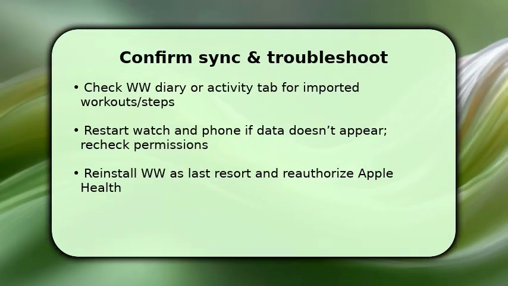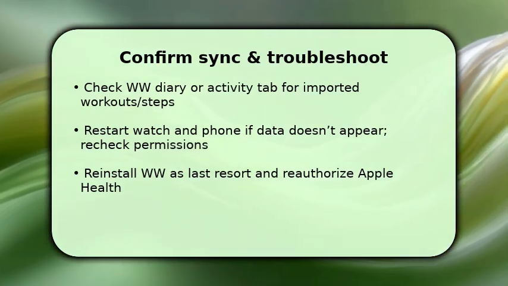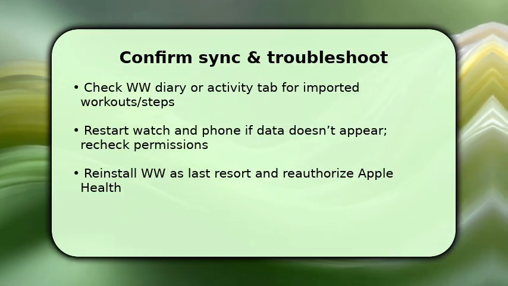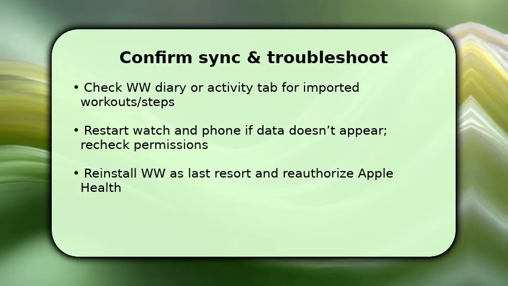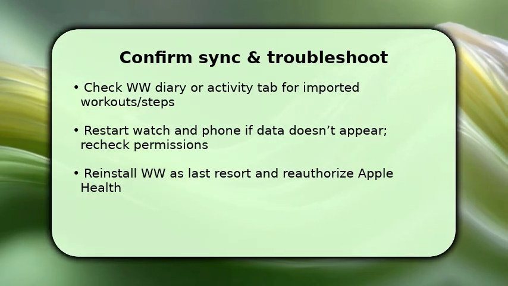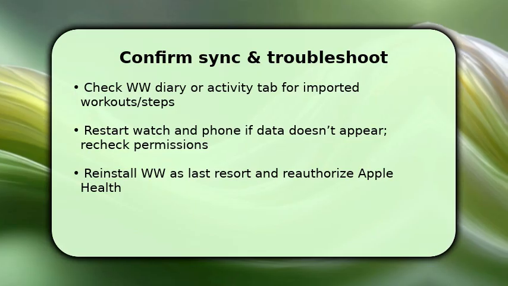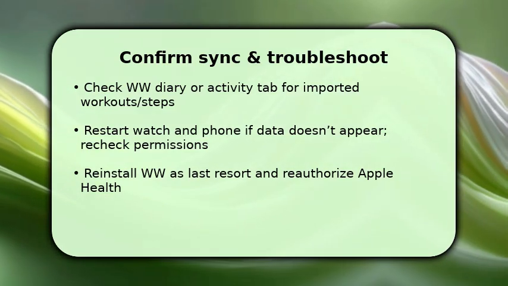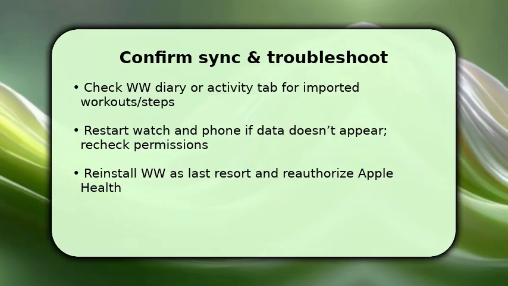Finish by verifying that workouts and steps from your Apple Watch appear in the Weight Watchers app. Check the diary or activity summary to confirm values match. If data is missing, first force close both apps, then restart your iPhone and Apple Watch. This often reestablishes HealthKit handoffs. Make sure Apple Health still shows WW under data access.